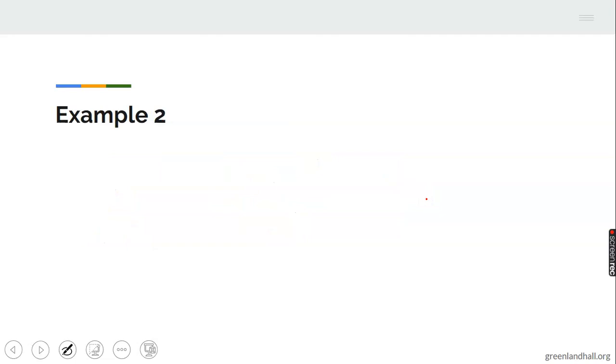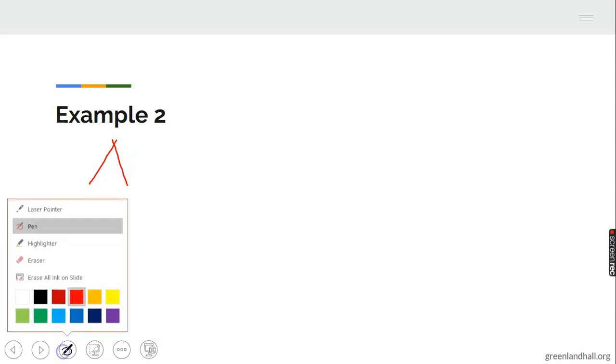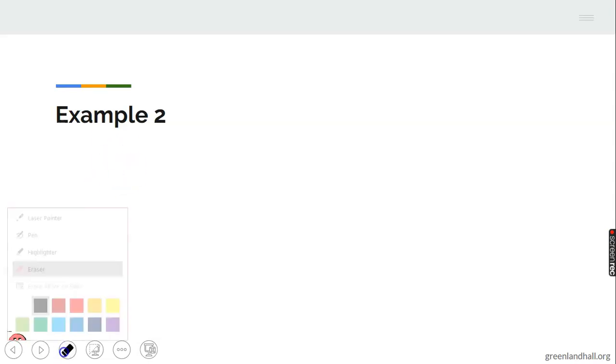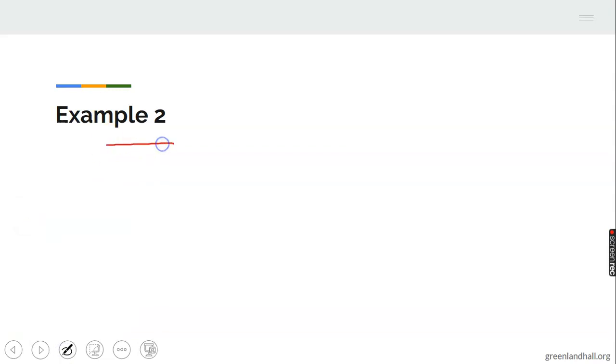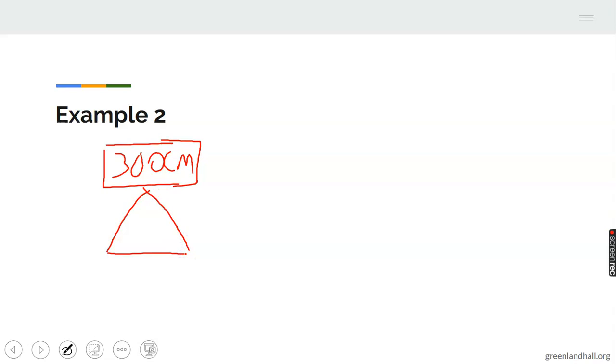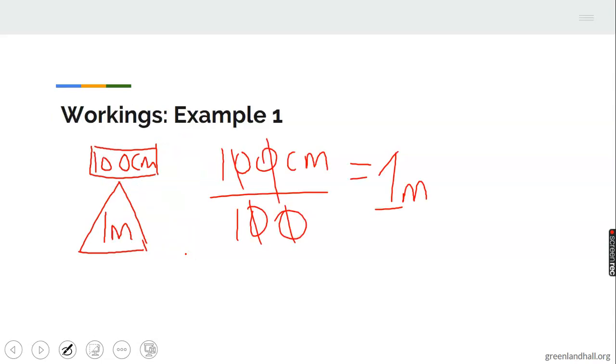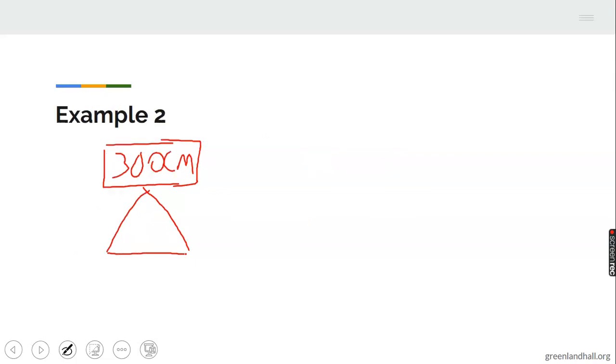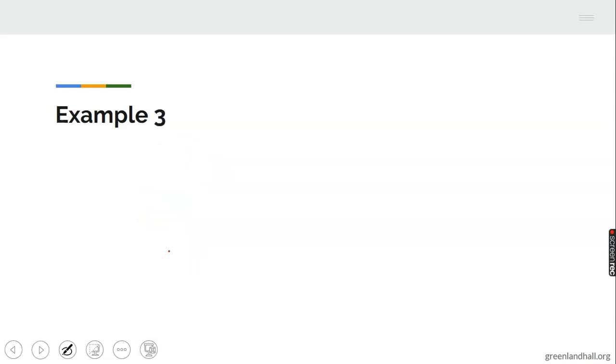Now another example, we have 300 centimeters. So what will be here? Just like the one that we have, 100 centimeters gives us 1 meter. That means this will be 3 meters.